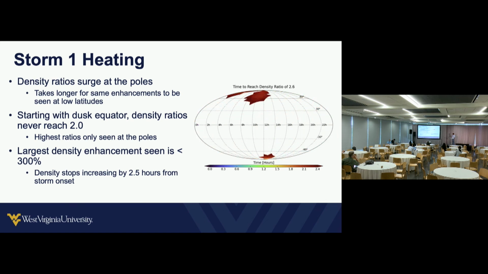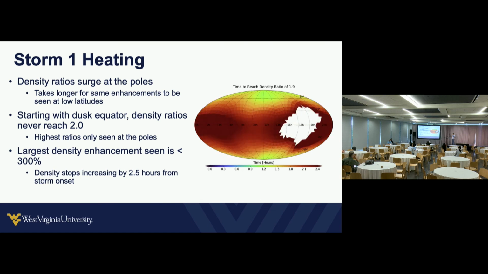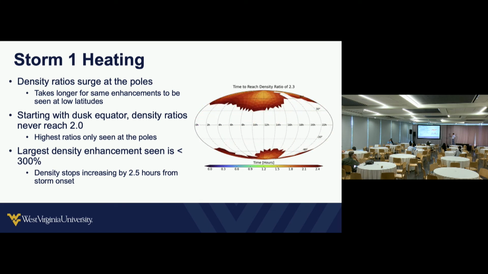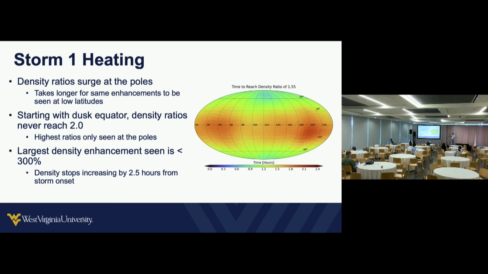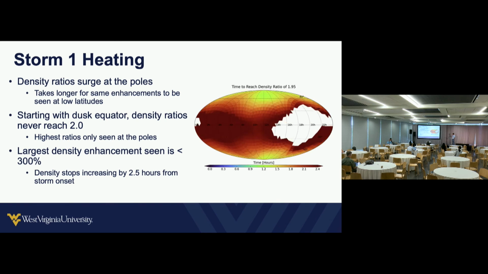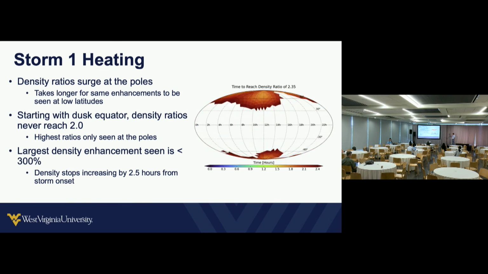But we can see that, as expected, the energy comes in at the high latitudes, gets to a given density ratio very quickly, and then only at the poles do we get density ratios that are larger than 2, as expected. It never really reaches a density ratio of more than 2 at lower latitudes. And the highest density enhancement that we see in this particular case is about 300%.